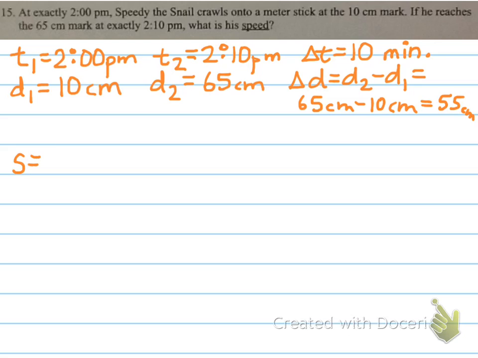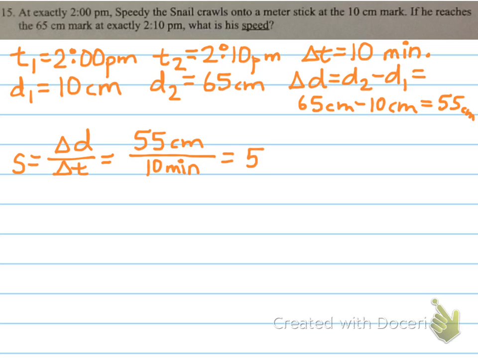Our equation for speed is our change in distance over our change in time. We figured out his change in distance to be 55 centimeters. His change in time was it took him 10 minutes. 55 divided by 10 is 5.5, and my units are centimeters per minute. So he really is a pretty fast snail.